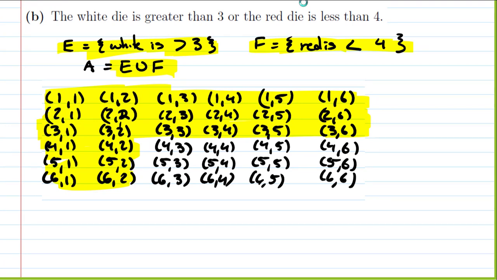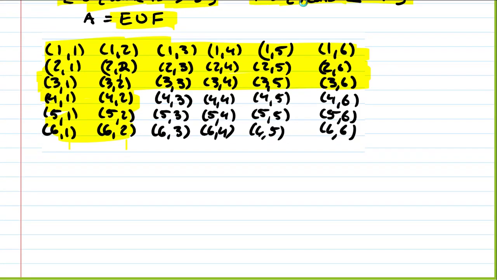So how many things are in the event E union F? 6, 12, 15, 18, 21, 24. All of the stuff in yellow is in the event E union F. So how many things are not in E union F? 12. Good. All right. Let's keep going.